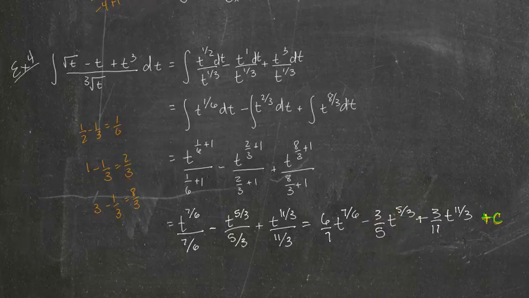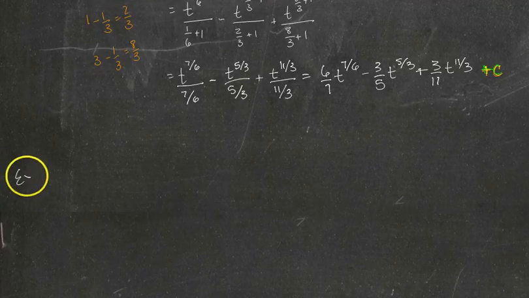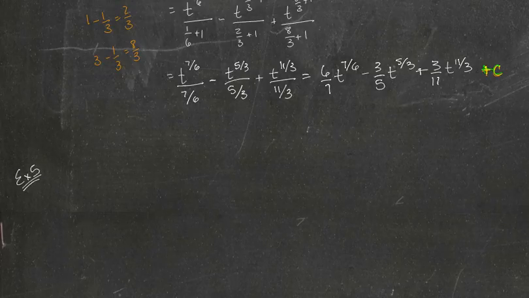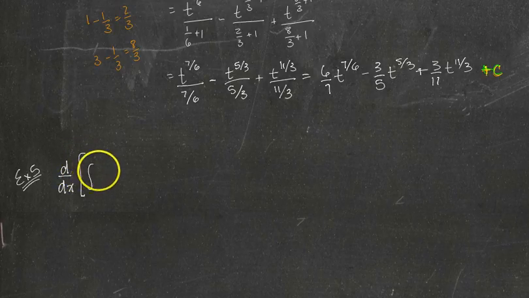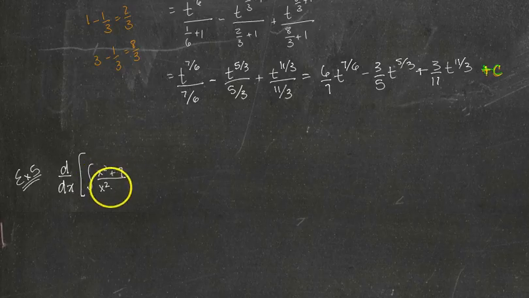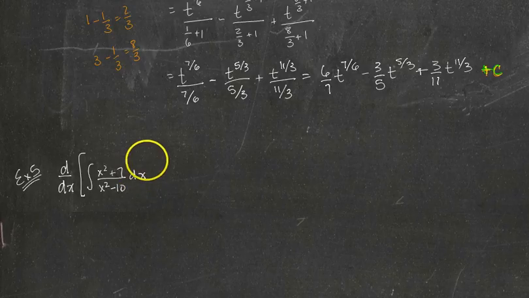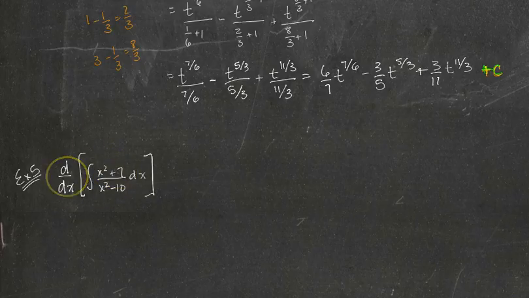All right, one more example. I have plenty. Our last one, example 5, we want to mix it up a little bit. We want to find the derivative. So we're looking for the d dx of the antiderivative of x squared plus 7 over x squared minus 10 dx. Okay, so the first thing we want to do is find the antiderivative of this, and then once we get that, we're going to take the derivative of the original.